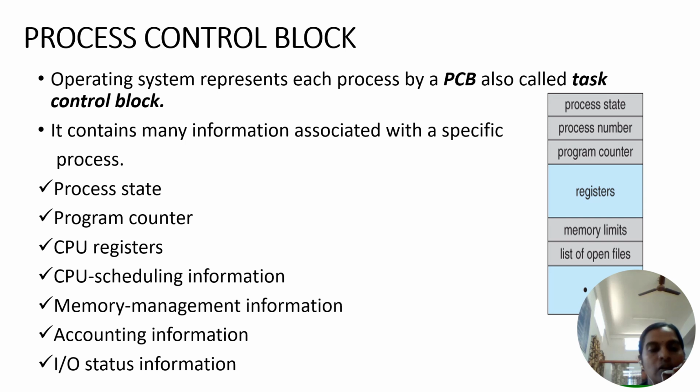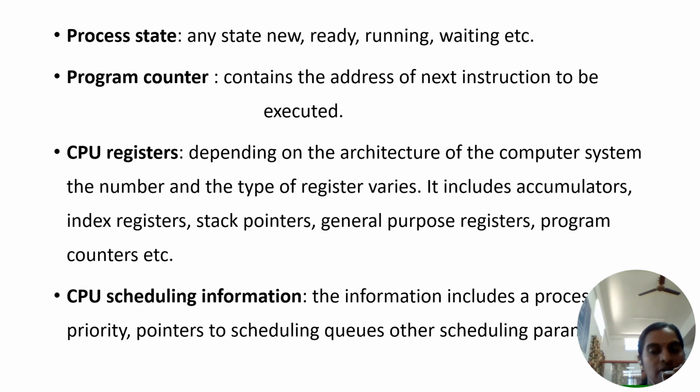This information includes the state of the process, the contents of the program counter, the status of the CPU registers, the CPU scheduling information, as well as the memory management, the accounting, and the input-output status information. So what is a process state? In the last video we saw that a process passes through many states throughout its life. That is, it can be in a new state, the ready state, running state, or a waiting state. So that is the process state.